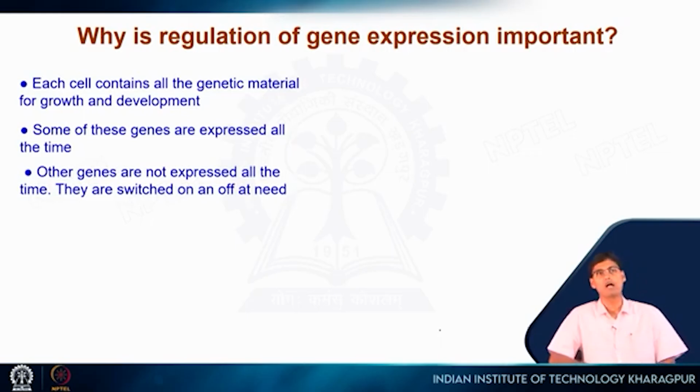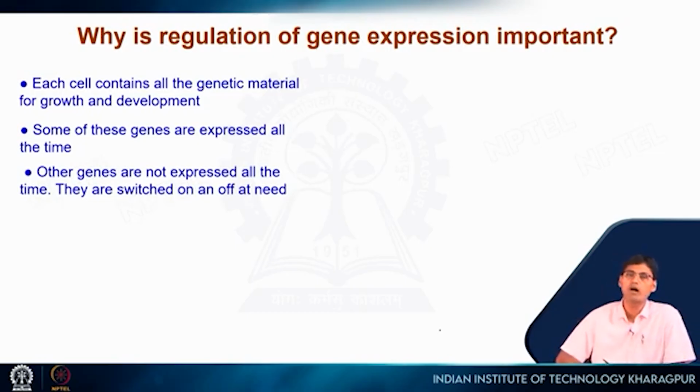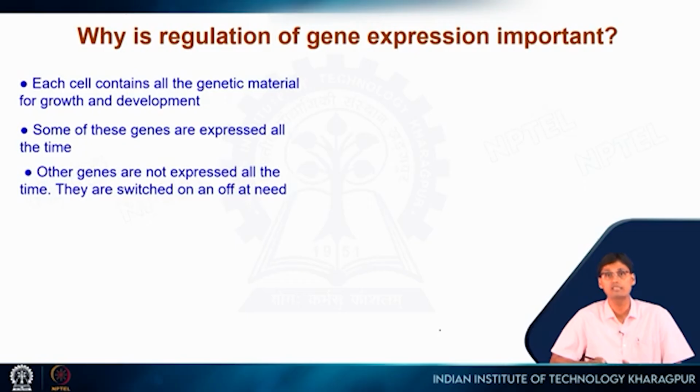So first, why is regulation of gene expression important? Each cell contains all the genetic material for growth and development. But some of these genes are expressed all the time and other genes are not. They are switched on and off at need. For example, in the human body every cell has the same information written in DNA. But if I compare a nerve cell and a liver cell, those two cells are completely different, in how they look as well as in their function.